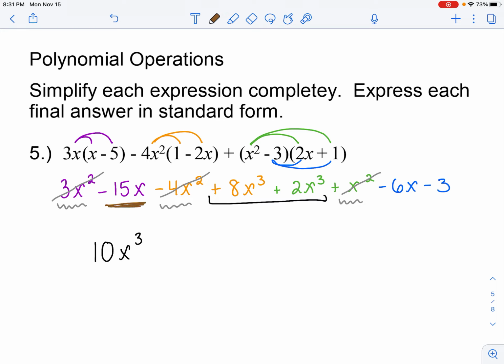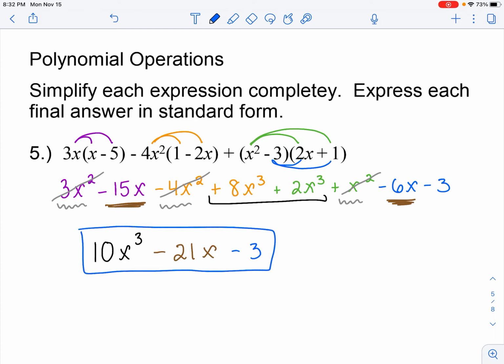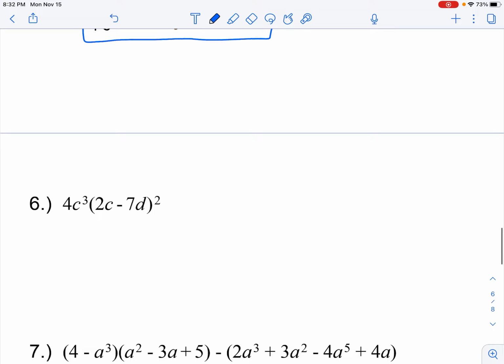I've got 15x, negative 15x, negative 6x. So that's going to give me negative 21x's. And then that standalone constant is left all by its lonesome, minus 3. So this is my final answer in standard form. 10x cubed minus 21x minus 3. All right, so that was a combination of multiplying and adding and subtracting all in one problem. All right, let's take a look at another one.